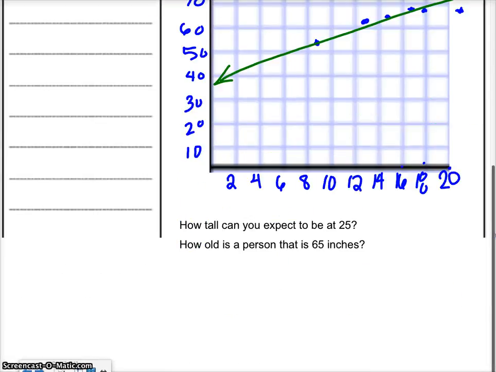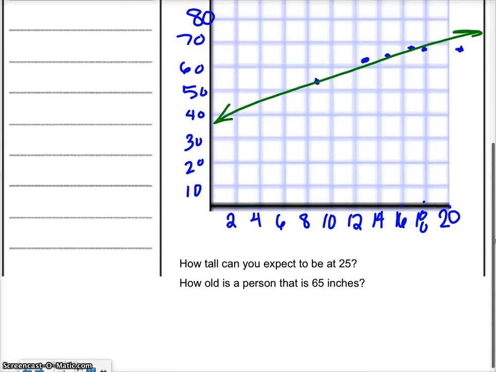So, based on this line, how tall can I expect to be at 25? Well, what do you think is going to happen here? It's kind of stagnant, right? And I made it look like it was more, so 25 would be over here. I would say approximately 70, based on my line of best fit, not my logic, my line of best fit. I would expect that at 25, my height be 70 inches.